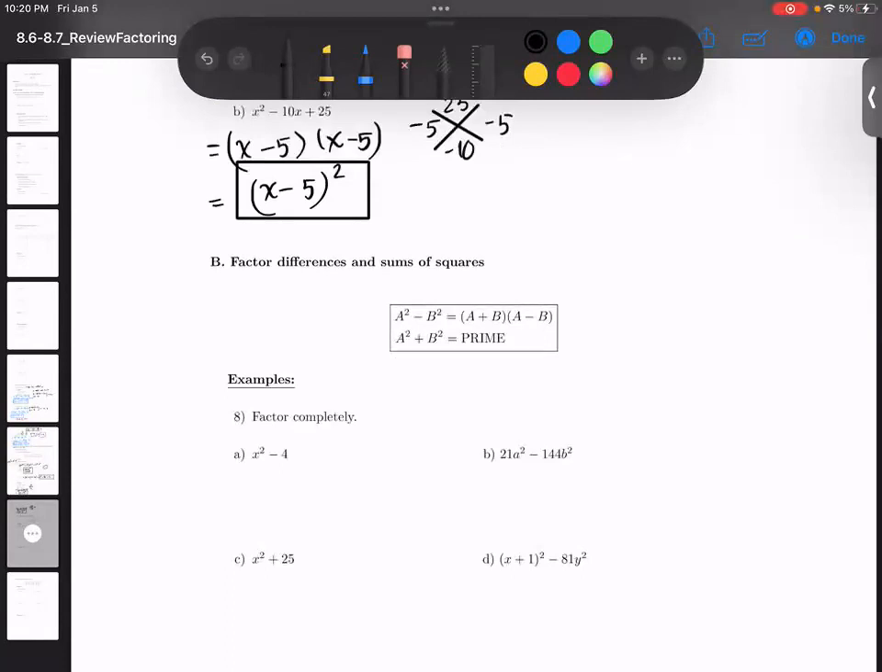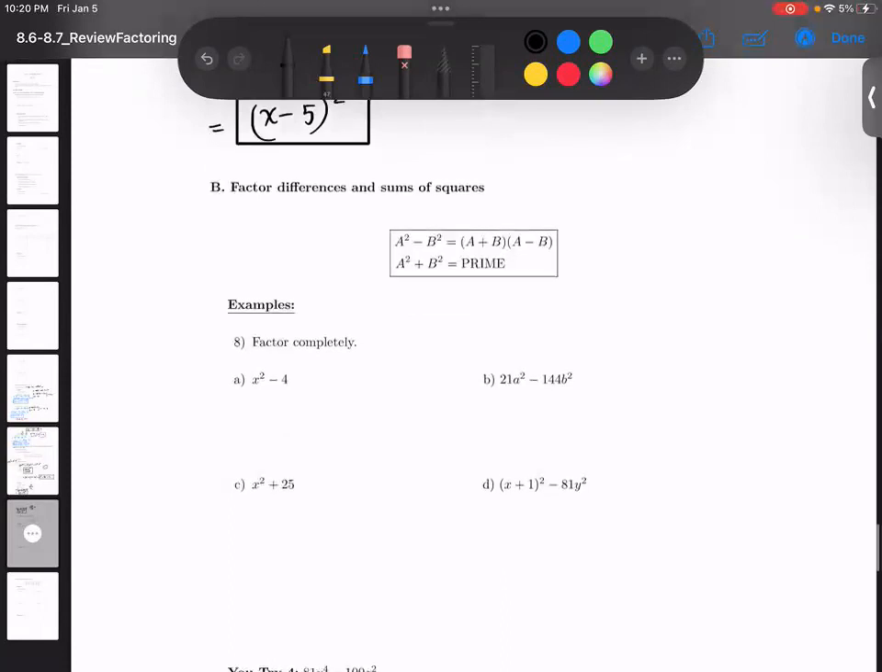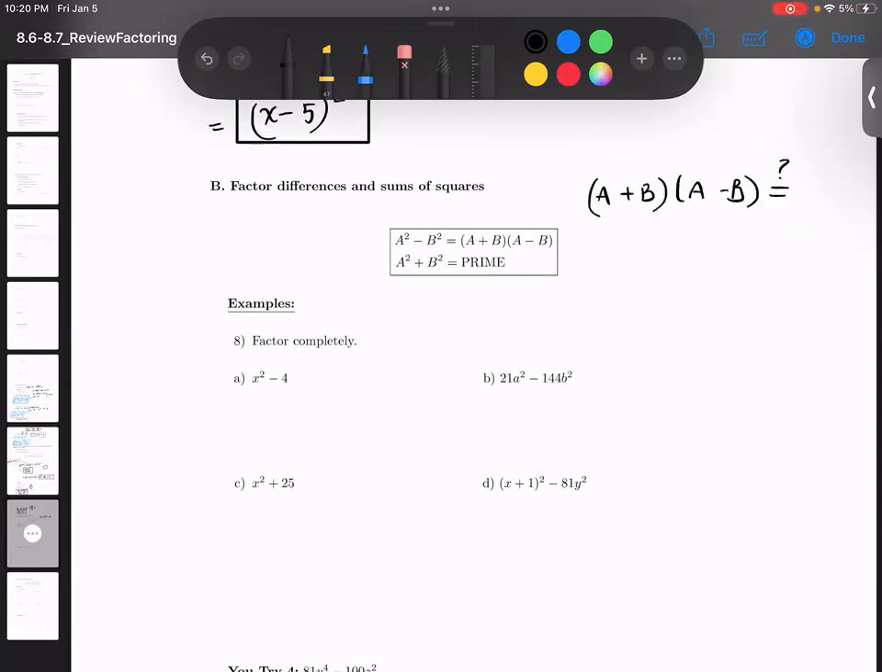Factor differences and sums of squares. I have a squared minus b squared is equal to a plus b times a minus b. Okay. Maybe I'll do this out. So why is it true? Let's prove it from right to left. A plus b times a minus b. Is it equal to a squared minus b squared?